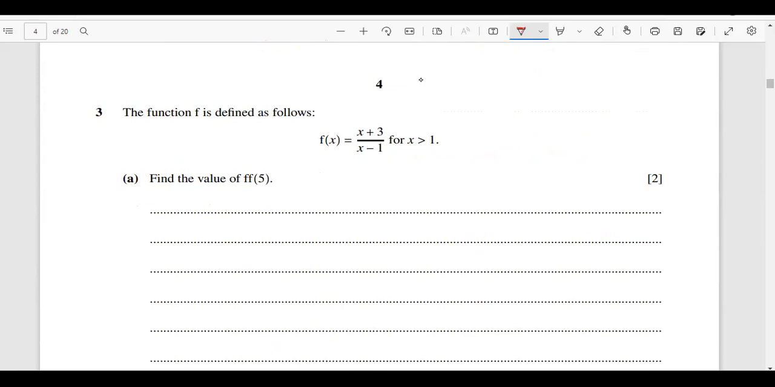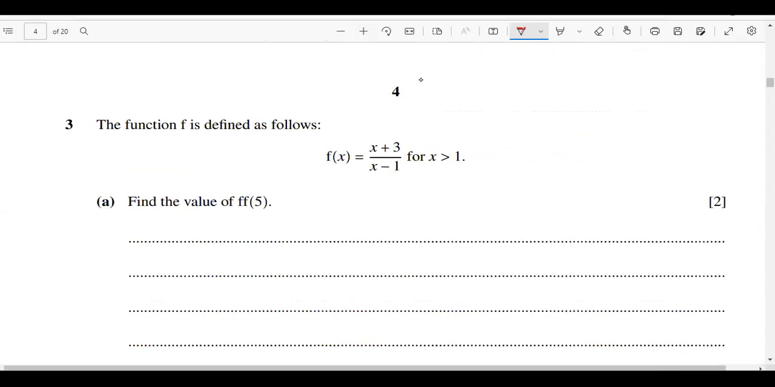Okay, now we have another question. It's very easy. The function f is defined as follows. F of x is this. Find the value of f of 5. Now for this type of question, it's just a 2-mark question. It means that it requires smart working rather than hard working. You are not supposed to first find f of x and then plug in 5. It would take more time. So first of all, you can just find f of 5 and then you can plug that in.